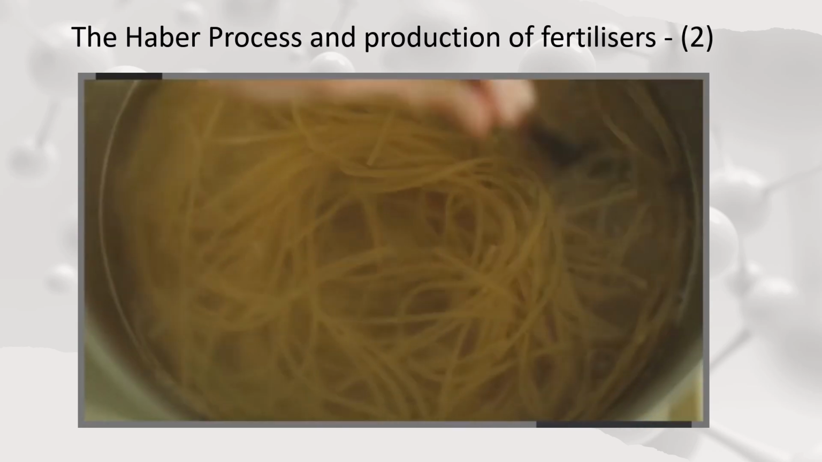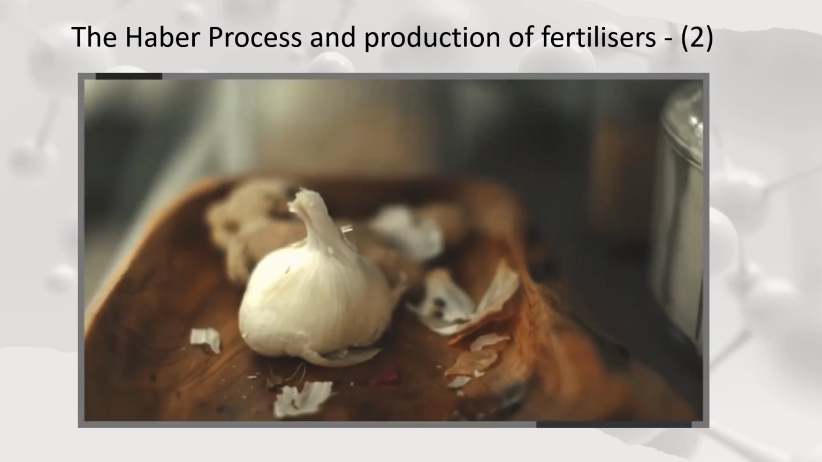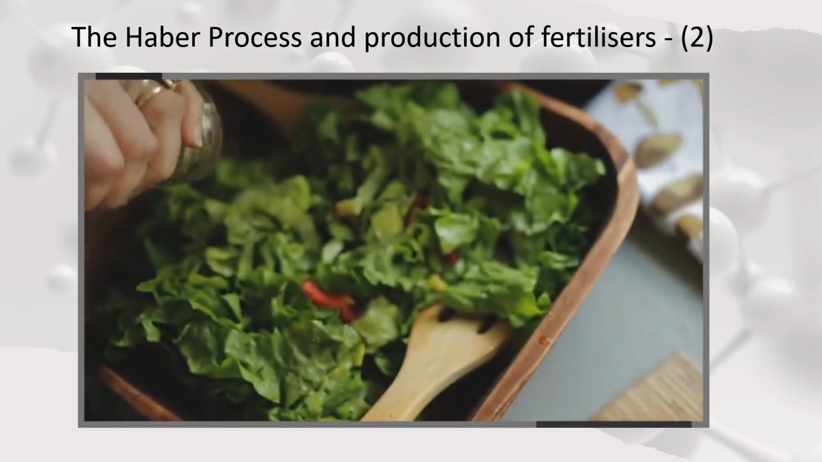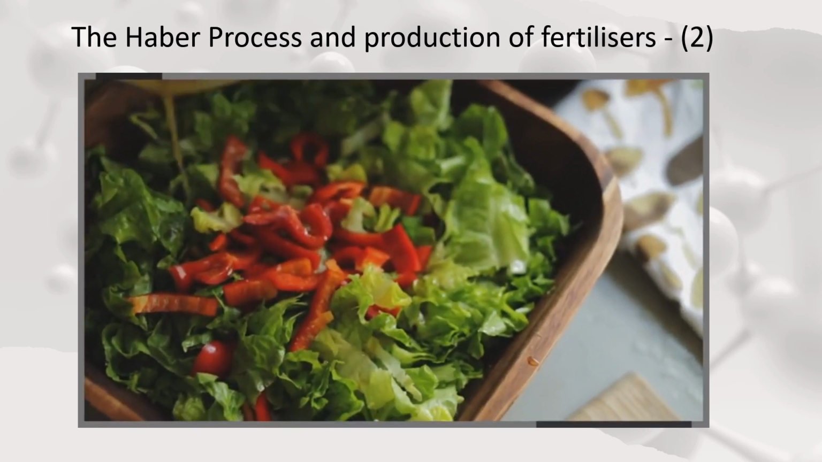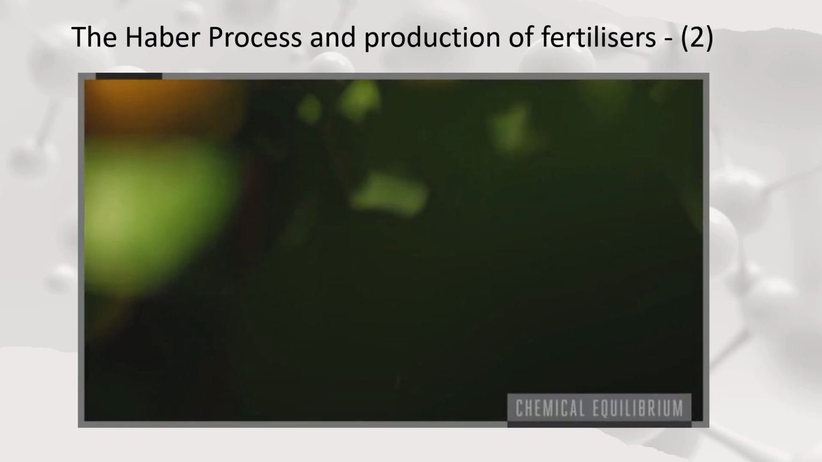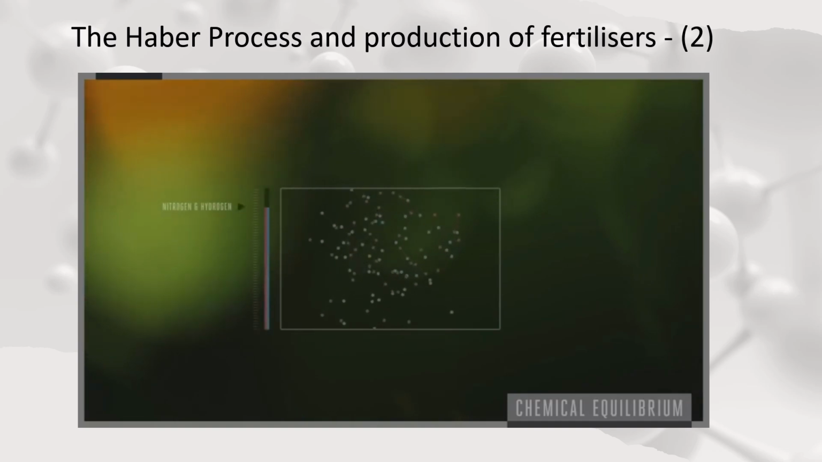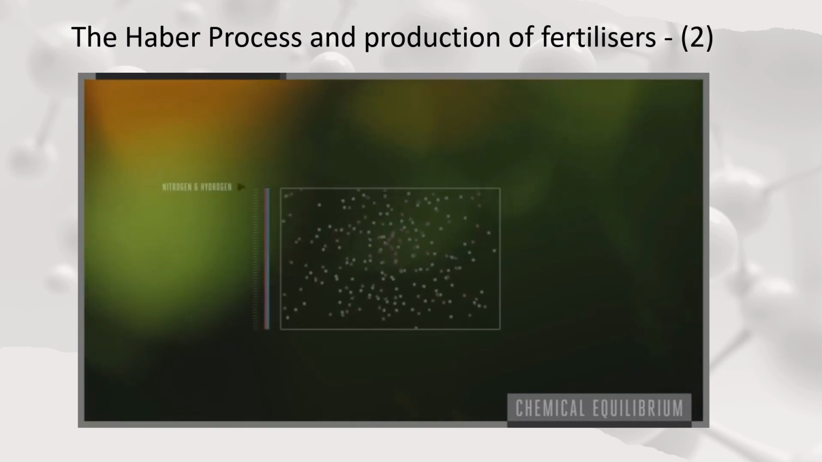But if Haber's process was going to be used to feed the world, he would need to find a way to create a lot of this ammonia quickly and easily. In order to understand how Haber accomplished this feat, we need to know something about chemical equilibrium. Chemical equilibrium can be achieved when you have a reaction in a closed container. For example, let's say you put hydrogen and nitrogen into a closed container and allow them to react.